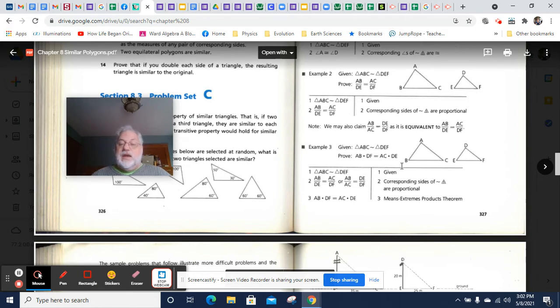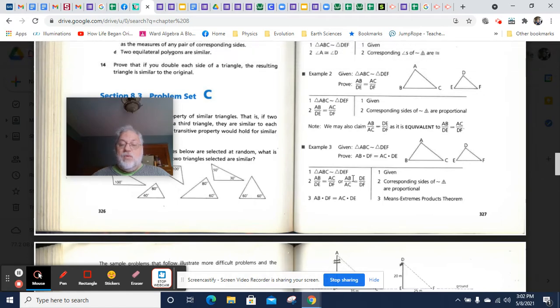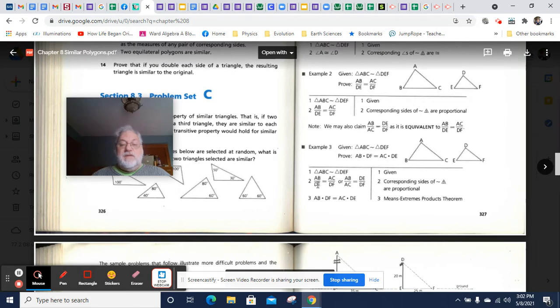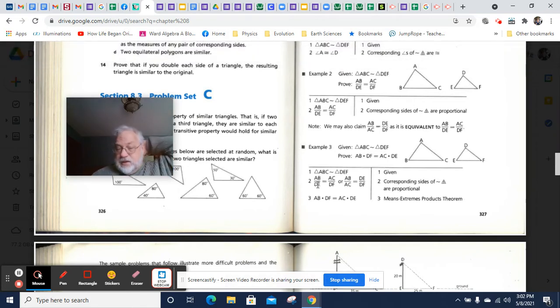And we know that AB is to DE as AC is to DF, or AB is to AC as DE is to DF. Either way, the product of the means will equal the product of the extremes, and it will produce this set of products that are equal to each other. So AB times DF, that's the product of the extremes here, and then DE times AC, or AC times DE, is the same thing. That's the product of the means. You get the same thing either way.